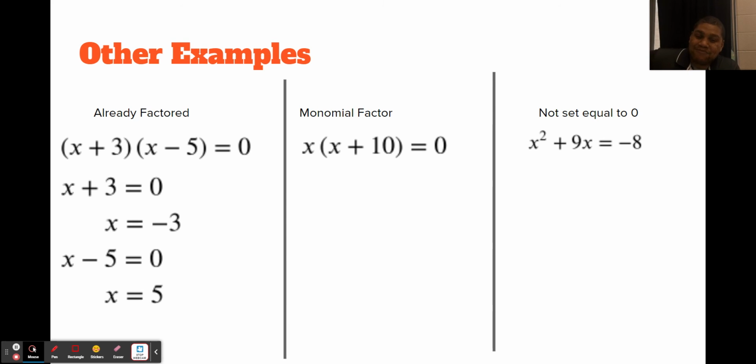Why do I keep saying it? Because every year when I teach I get a lot of questions like, what do I do? Like the first part, the hard part is already done. It's already factored. You jump right to the end. How nice. You might also see a monomial factor.